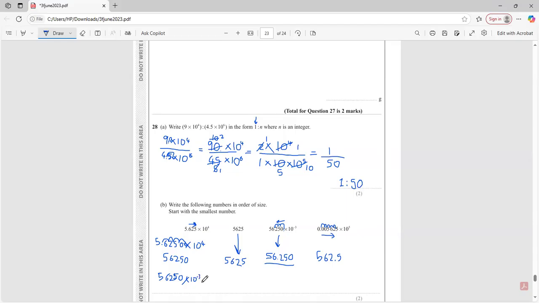Then what's the second one? The last one. The last one, correct. That one looks like a handful. 0, 0, 5, 6, 5 times 10 raised to power 5. Okay, next, the second one, right? Oh, yes.